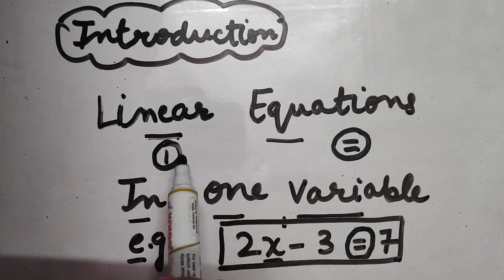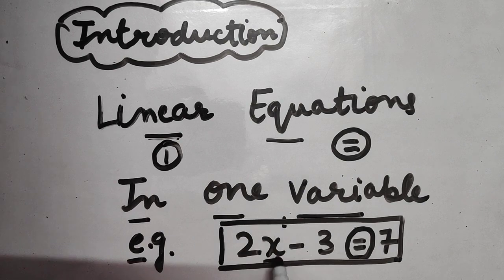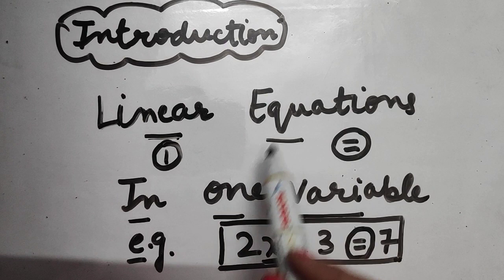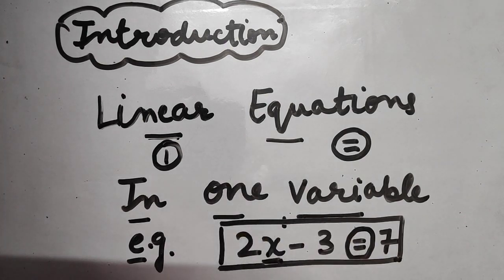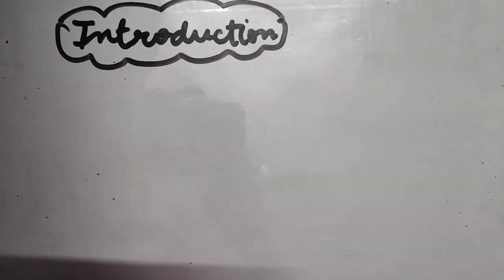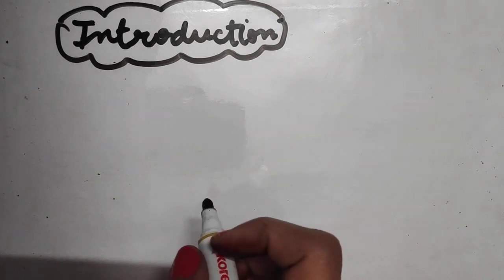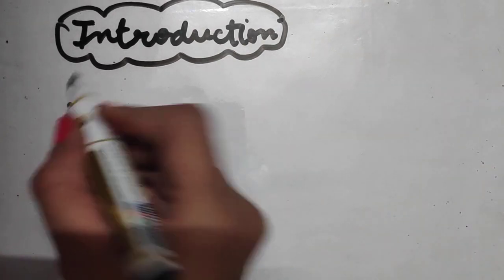I am repeating it. What is the meaning of linear? The highest power of the variable involved in the equation should be 1. So what is the power of this variable x? 1. So this is linear. Equation means it is using an equality sign. One variable, only one symbol is unknown to us. So this is the meaning of linear equations in one variable. I hope, dear children, you have understood now. Now let us briefly revise what we have studied.